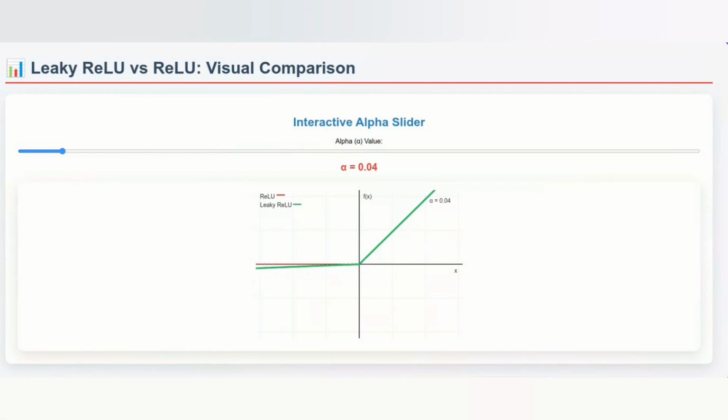Let's visualize how Leaky ReLU works. On the positive side, it's identical to ReLU, a straight line with slope 1. But on the negative side, instead of being flat at 0, we have a gentle slope with gradient alpha. Typically, alpha is set to 0.01, giving us a slope of 0.01 for negative values. The derivative is 1 for positive inputs and alpha for negative inputs. This means gradients can always flow, preventing the dying ReLU problem. Different alpha values give different behaviors. Smaller alpha values are more conservative, while larger ones allow more negative activation.